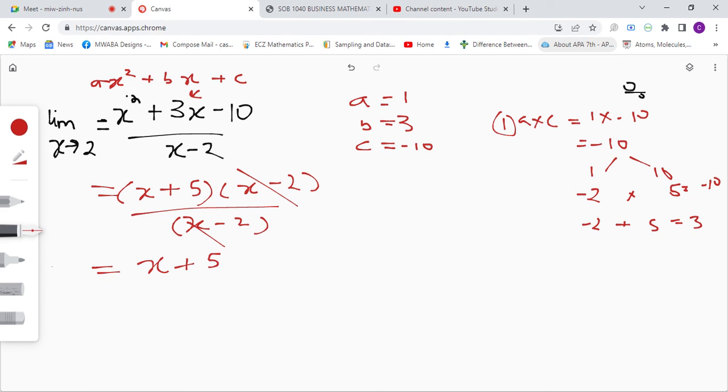As x approaches 2, if we substitute x for 2, we're going to have 2 plus 5, which equals 7.